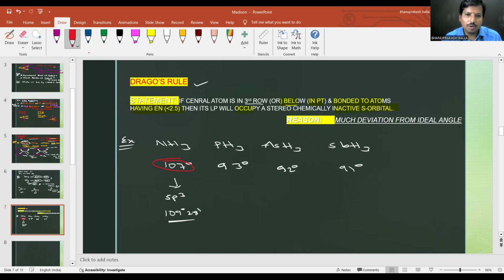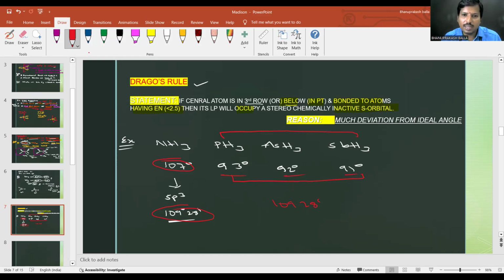But in the case of PH3, AsH3 and SbH3, these three molecules, what is the bond angle? 93. As per the tetrahedral geometry it should be 109 degrees 28 minutes, but it is 93 degrees, 92 degrees, 91 degrees. The ideal angle is 109 degrees 28 minutes, so 93, 92, 91 is a much larger deviation.